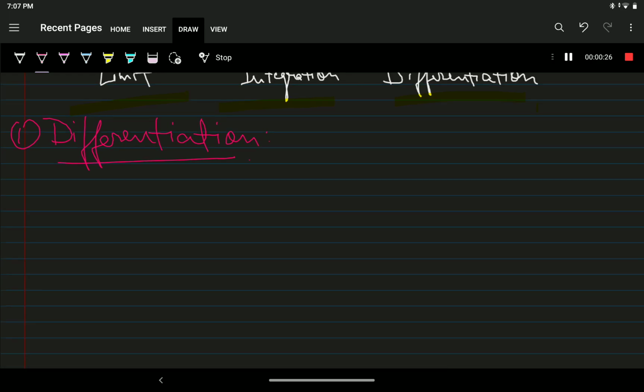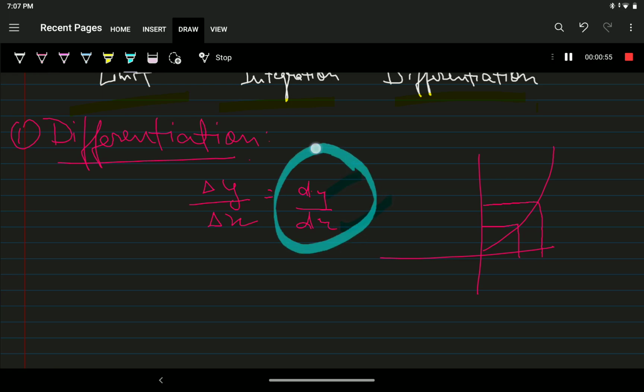Now, what does differentiation mean? Differentiation means dy by dx. We can also write it as delta y by delta x. That is supposed to be the curve. Now the rate of change of y with respect to x is in this dy by dx, y with respect to x.